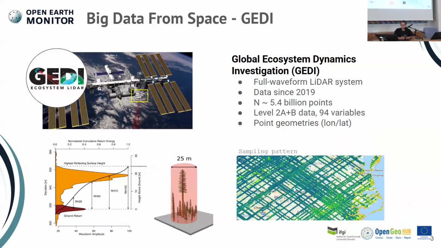One example of big data from spaceborne LiDAR is GEDI. The full name is Global Ecosystem Dynamics Investigation. It started in 2018 and is from NASA. Using this LiDAR, a lot of research has been done to map forest height and forest structure. On the bottom right, you can see the sample pattern of this LiDAR track going across the ground.